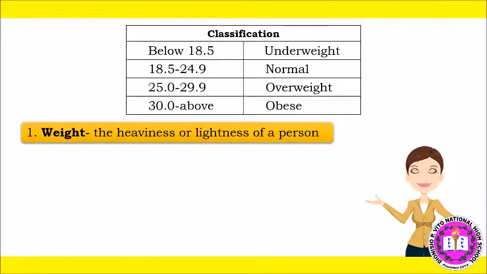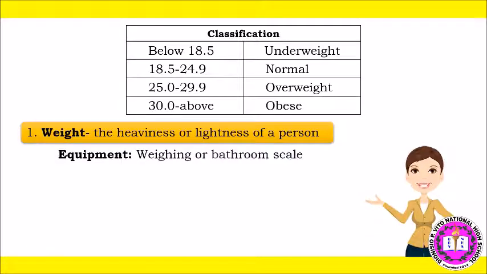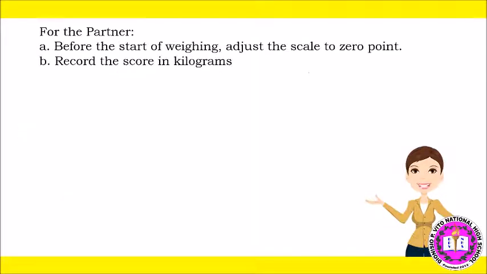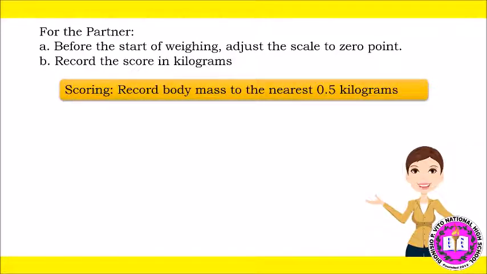First, weight, the heaviness or lightness of a person. Equipment, weighing or bathroom scale. Procedure. For the performer, wear light clothing before weighing. On bare feet, stand erect and still with weight evenly distributed on the center of the scale. For the partner, before the start of weighing, adjust the scale to 0 point. Then record the score in kilograms. Scoring, record body mass to the nearest 0.5 kilograms.